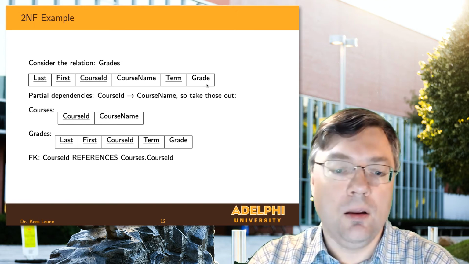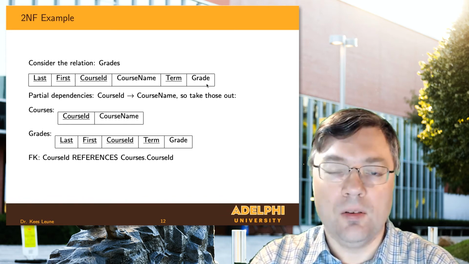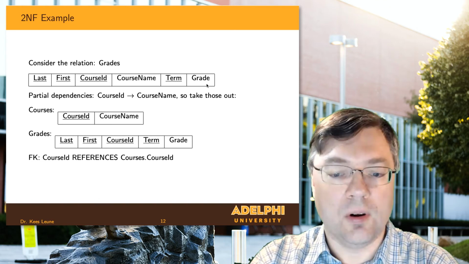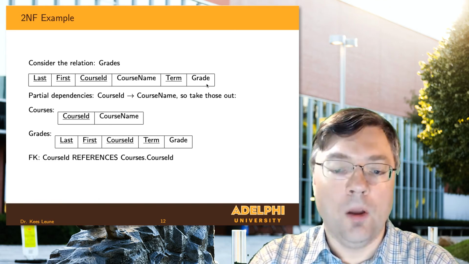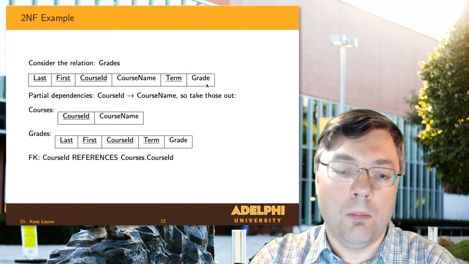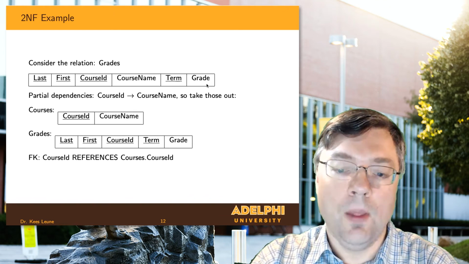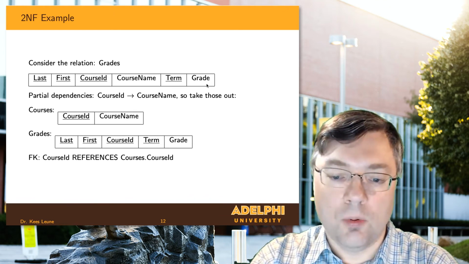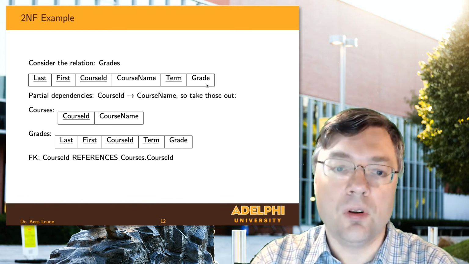Looking at those again, courses is still in the first normal form. It's atomic domains and there's only one value each. Grades as well. And there are no more partial dependencies. Course name in the courses table only depends on course ID, and grade in the grades table depends on the combination of all four of the previous fields. So we're done for the second normal form.